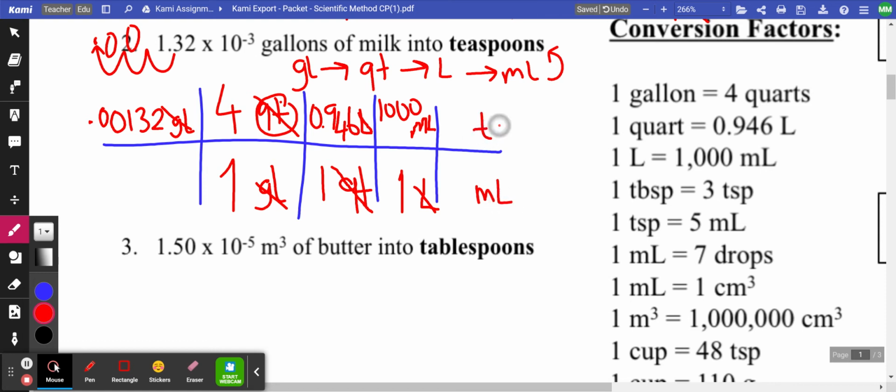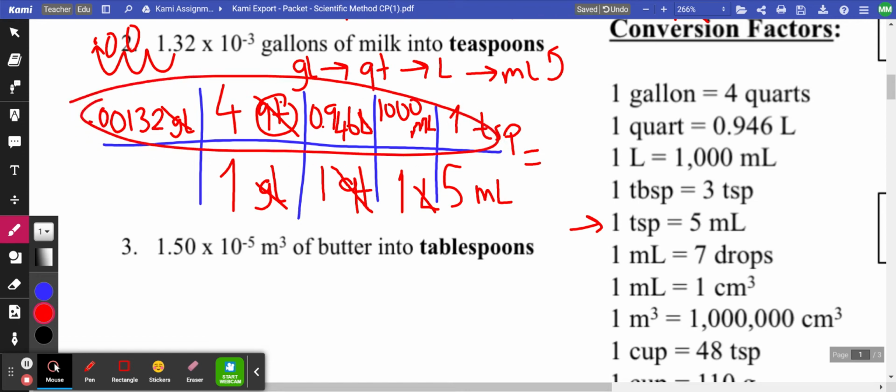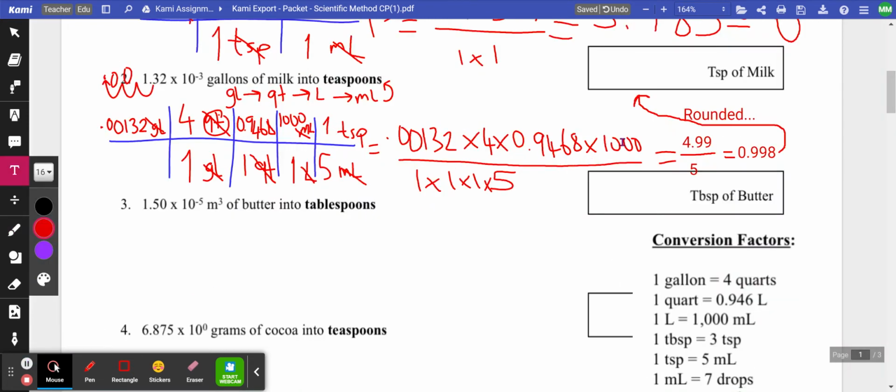And finally, I will have my teaspoon on the top. How many milliliter, how many teaspoon? It says right here, 1 teaspoon equals 5 milliliter. Now, the only thing we have left is multiplying the top numbers, multiplying the bottom numbers, and then dividing by the bottom number. 1 times 1 times 1 times 5, which is 5, right? Let's do the work. All right, so after we do the math, we have 0.998.